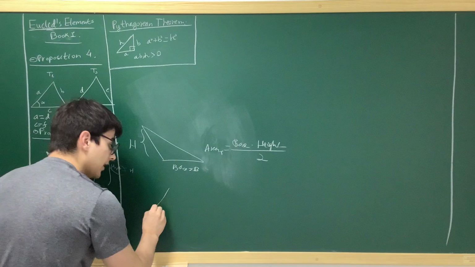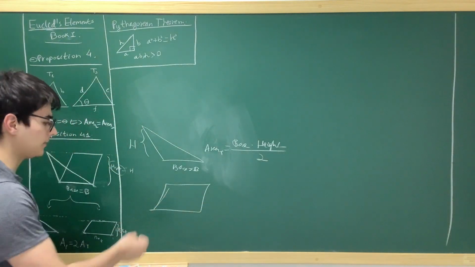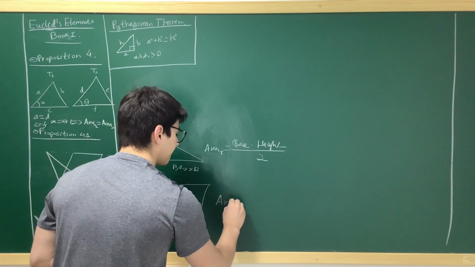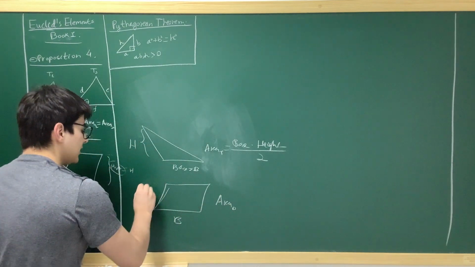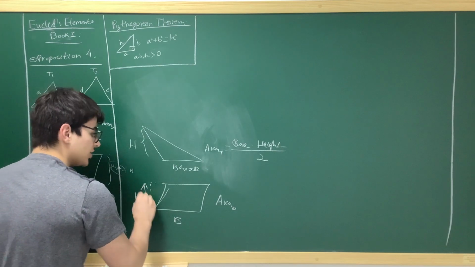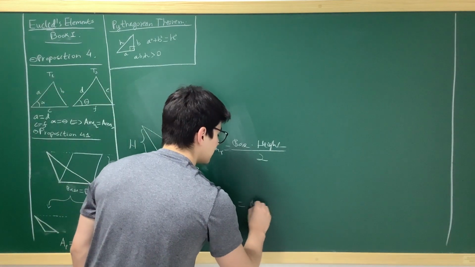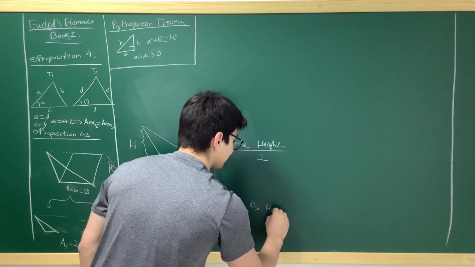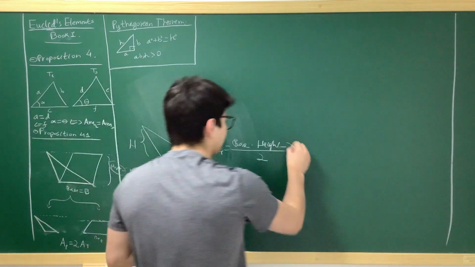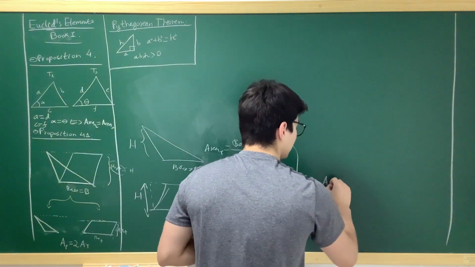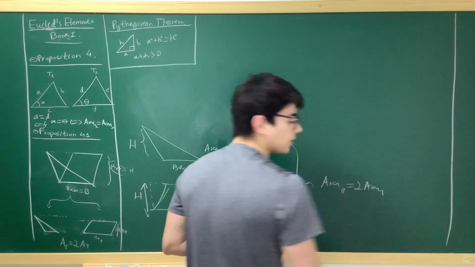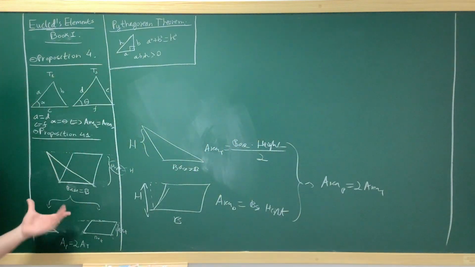Now, the area of a parallelogram is really similar. It can be any parallelogram, okay? In this case, let's call this base B, and this distance, the height, let's call H. The area is just base times height, or B times H. From this, it immediately follows that the area of the parallelogram is twice the area of the triangle. And this is exactly what's going on in this proposition.